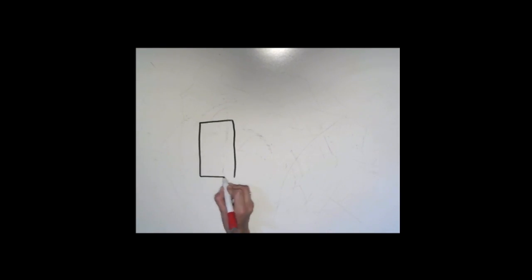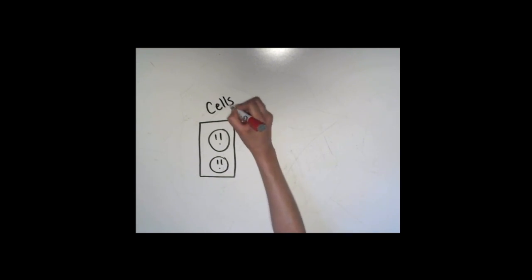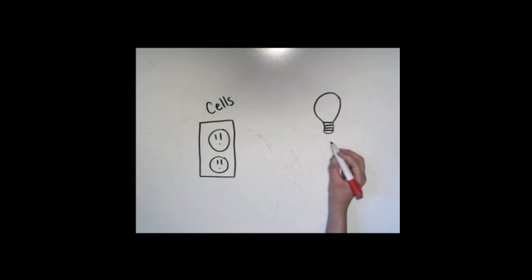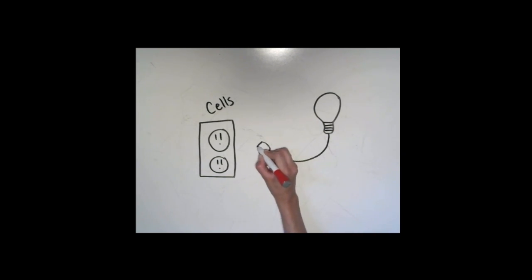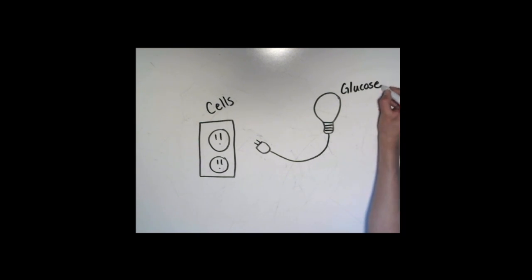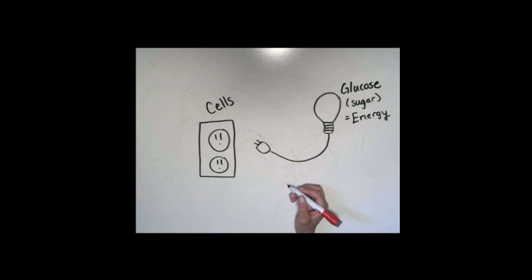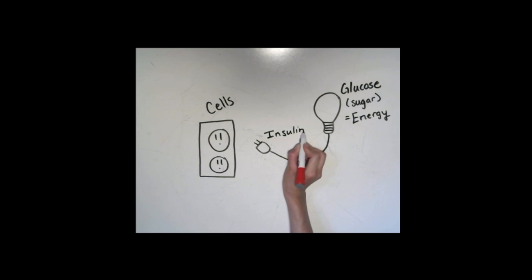To better explain diabetes, let's picture a wall socket. The wall socket is going to represent the cells in your body. Now, we have a light bulb attached to a power cord. The light bulb will represent glucose, or the sugar you get from the foods that you eat, and the light given off by the light bulb is energy. Think of glucose as the energy we need to fuel our bodies. Like the light bulb, we need energy to do our jobs.